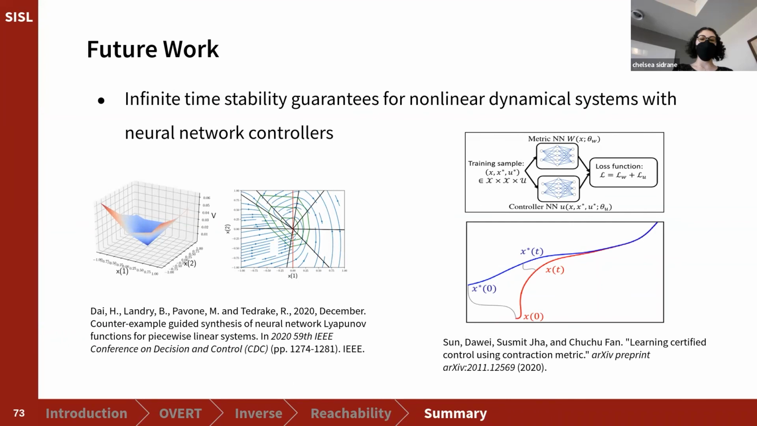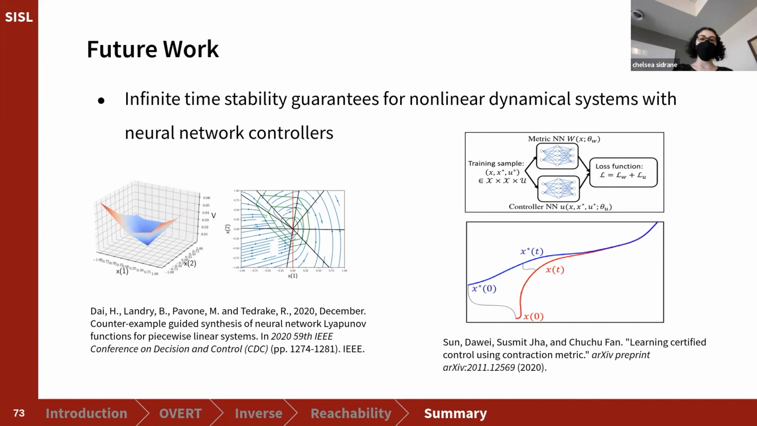I'm also interested in infinite time guarantees. The methods that I've talked about allow reasoning about the safety of a nonlinear dynamical system with a neural network controller over a finite time horizon. It's useful to be able to say the vehicle we're controlling will not crash into the vehicle in front of it for 50 time steps, but it would be more useful to say that it will never crash.